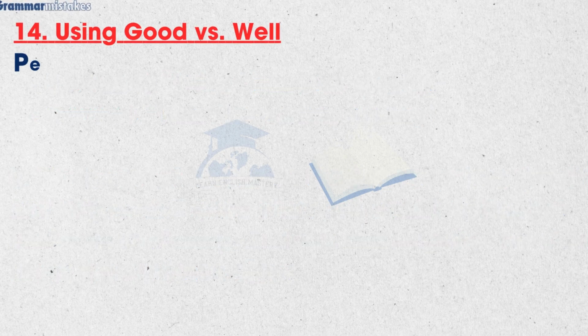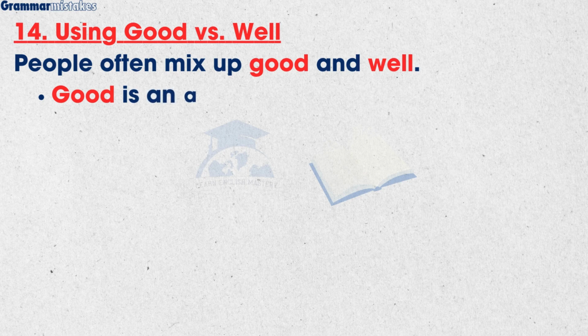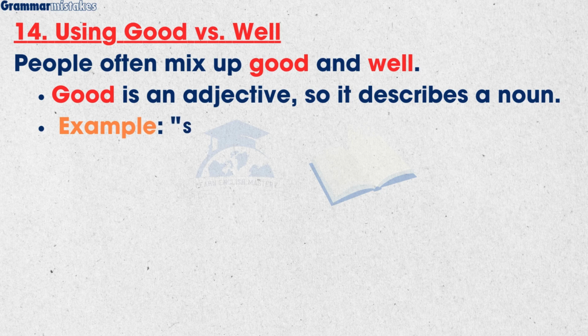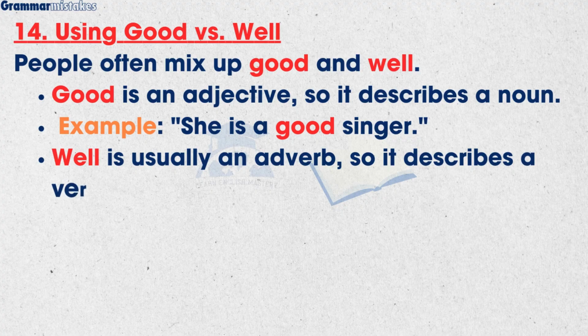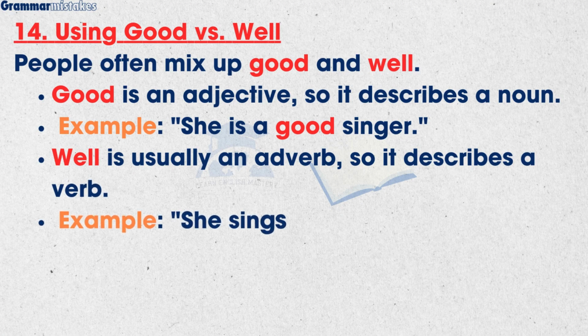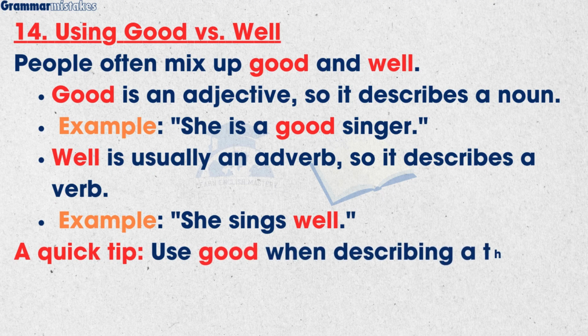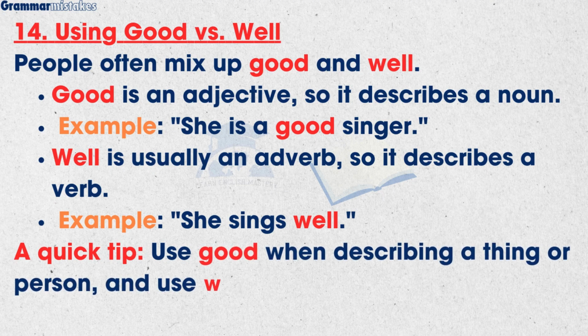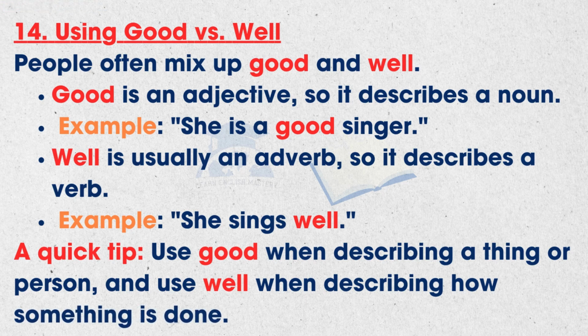14. Using good versus well. People often mix up good and well. Good is an adjective, so it describes a noun. Example: She is a good singer. Well is usually an adverb, so it describes a verb. Example: She sings well. A quick tip. Use good when describing a thing or person, and use well when describing how something is done.